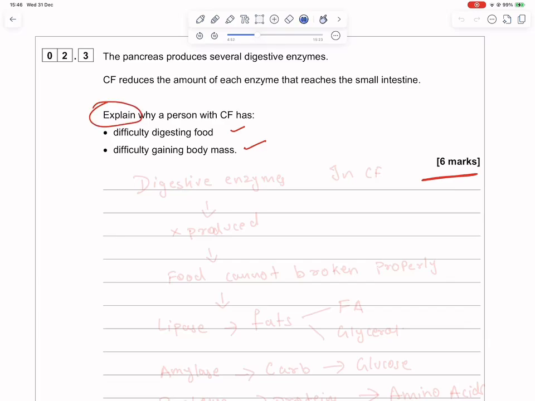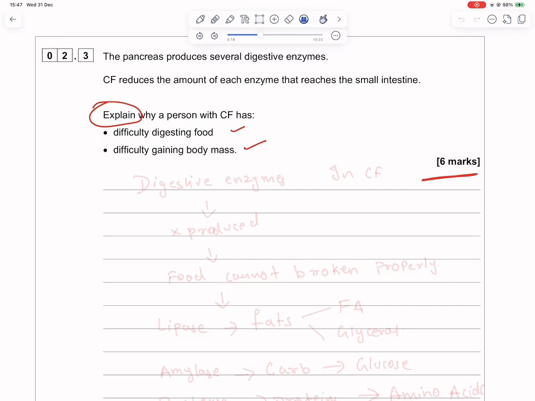So when we say explain, we have to give them the reasons why. If they say describe, we need to say what happens. If they say evaluate, we are talking about pros and cons and giving a conclusion. If they're asking compare, we are calling out the similarities and differences. And if they say discuss, they're expecting us to give a balanced argument.